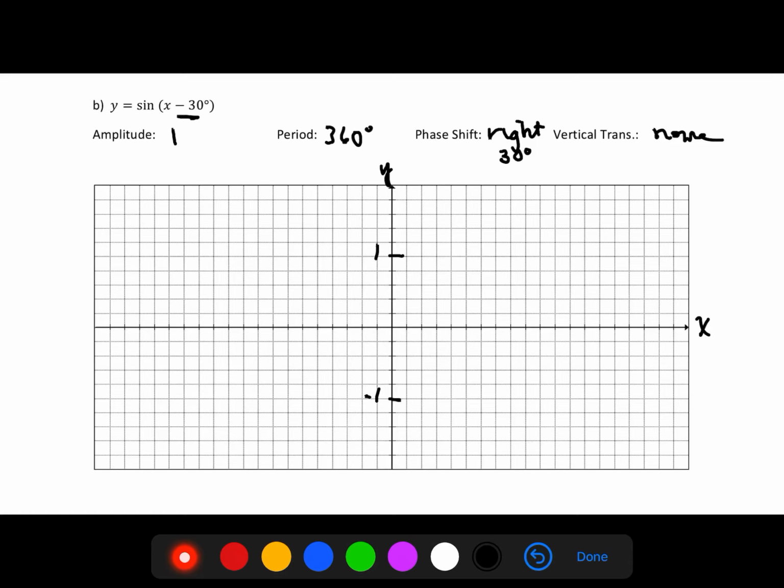We know we need a phase shift right 30 degrees, which means that we want to have our blocks in values of 30. So we're going to actually make our x-axis go up every 3 blocks is 90 degrees. Again, we do this so that we can do our phase shift of 30 degrees very easily.